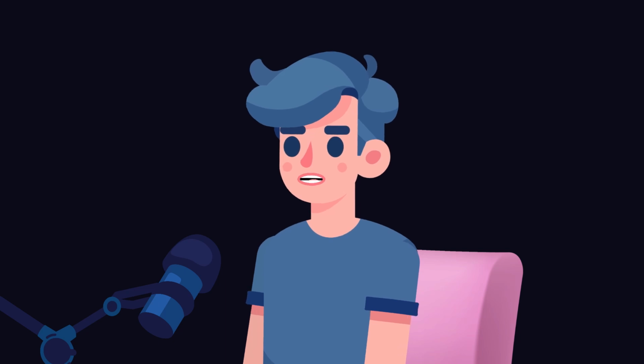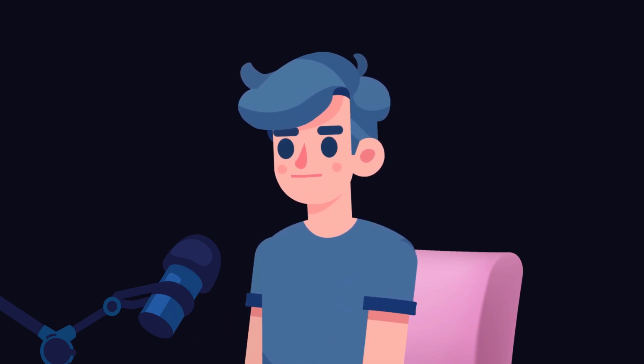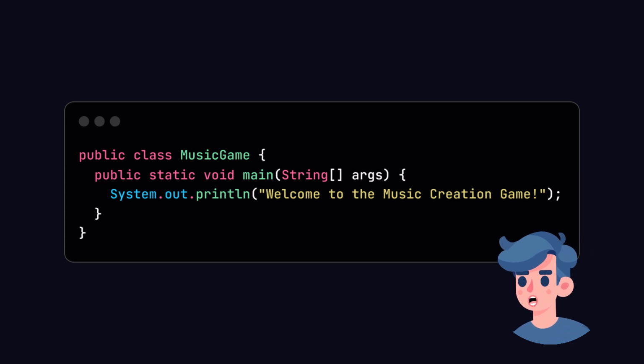Open your IDE and create a new Java project named Music Creation Game. This will be the foundation of our application. Next, we will create the main class for our application. Right-click on the SRC folder, select New, and then Class. Name the class Music Game. This class will contain our main method.